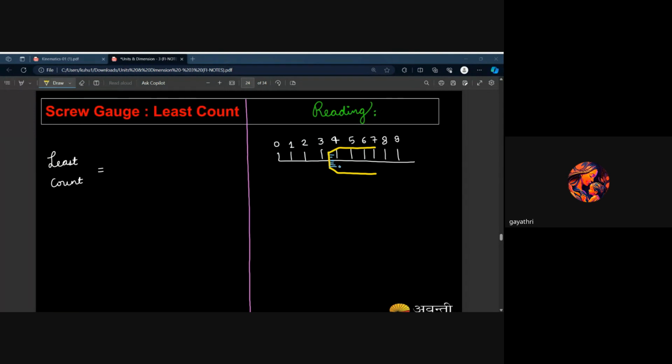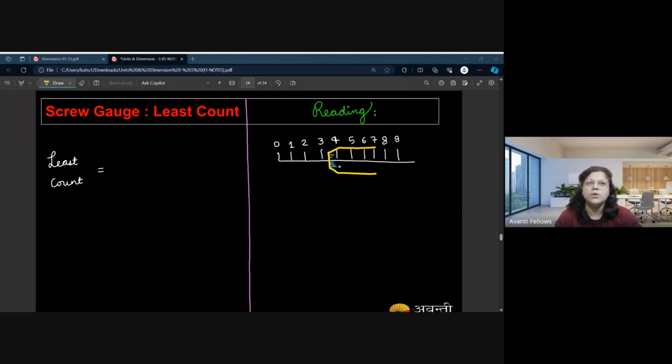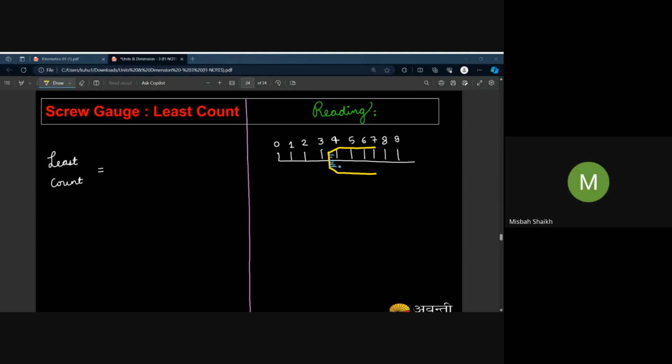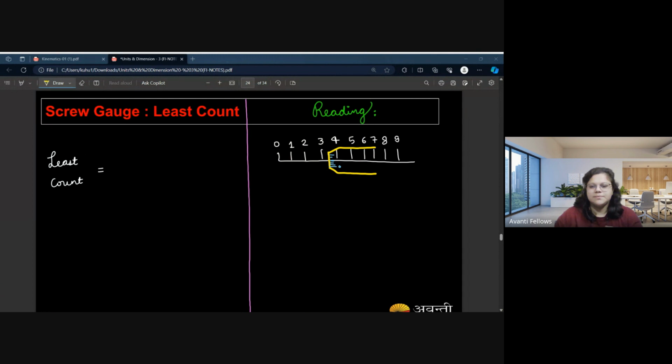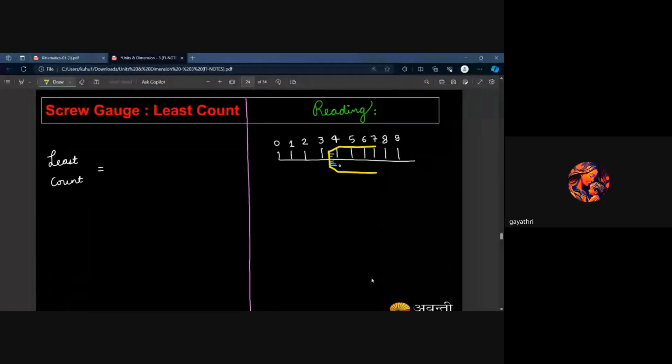Ma'am, we take the main scale division, divided by the vernier scale divisions, and using the formula we get the least count. Okay, Gayatri, that is specific to vernier calipers, but what is the feel of least count? What is least count? The smallest value that can be measured by a measuring instrument is called the least count. Very nice. Whatever you are saying is correct in the perspective of vernier calipers. But in general, least count is the smallest measurement that an instrument can make. Okay?